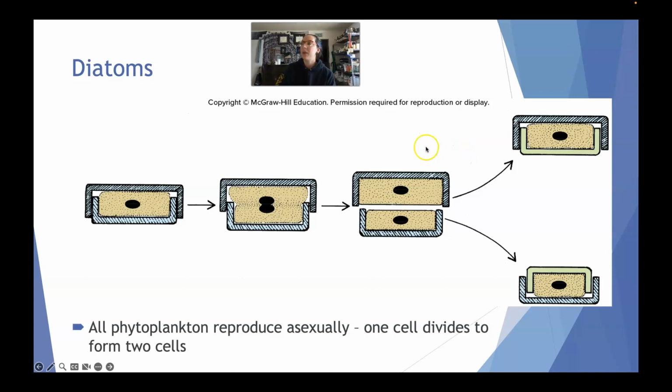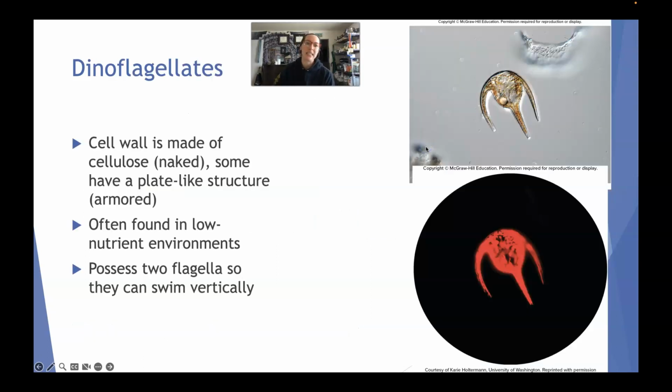The next little creature I want to talk about is dinoflagellates. There are two types of dinoflagellates. One has a cell wall made out of cellulose, and we say that those are naked. Then we have another dinoflagellate, which has more of a plate-like structure, and we say that that is armored. Dinoflagellates are often found in low nutrient environments, and they often possess two little flagella, so they can swim vertically. That's what we can see here.